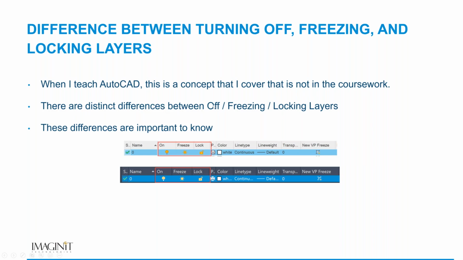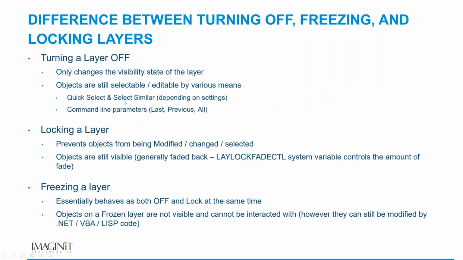So there's a distinct difference between turning off, freezing, and locking layers, and these differences are important to know. When you turn a layer off, it only changes the visibility state of that layer. Objects are still selectable and editable by various means.